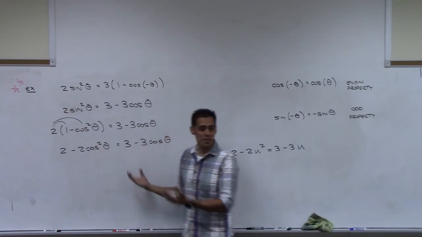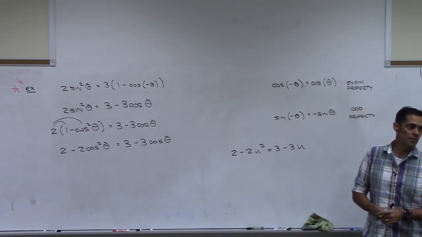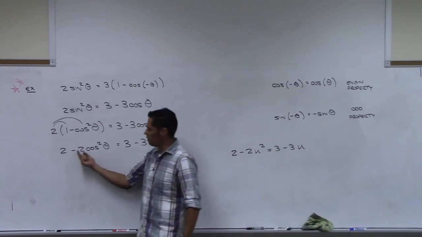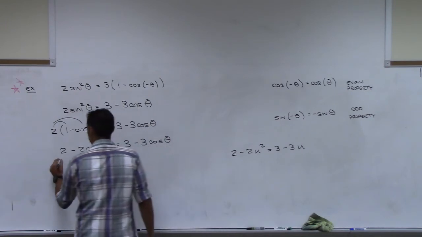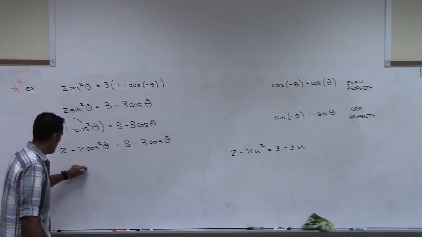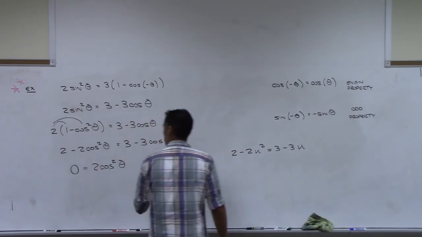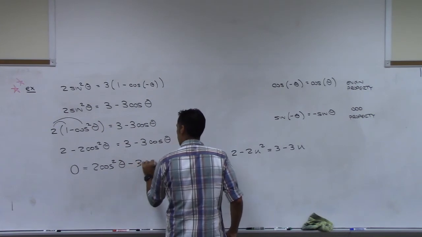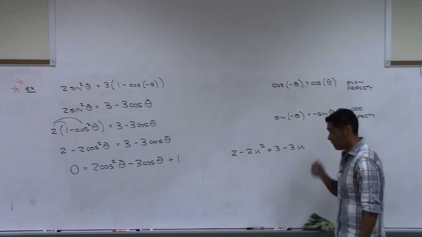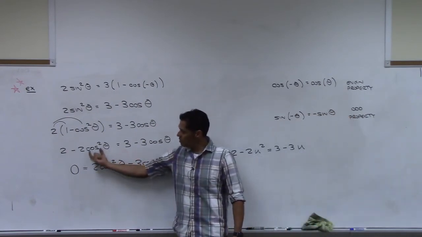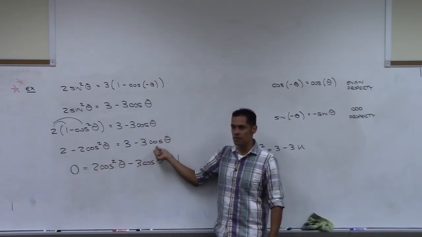So I'm going to get everything to one side of the equation. Doesn't matter which side. I'm going to move everything to the right, though, only because I don't like the negative in front of the cosine squared. So I'm basically going to have 0 on the left side. I'm going to have 2 cosine squared theta on the right, minus 3 cosine theta, and then plus 1. Do you all agree with that? I moved this one to the right, which made it positive. I subtracted 2 from both sides, and then this guy was still there.